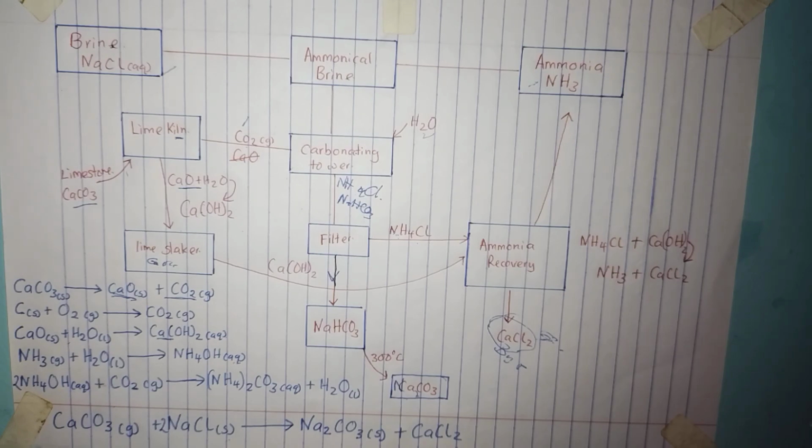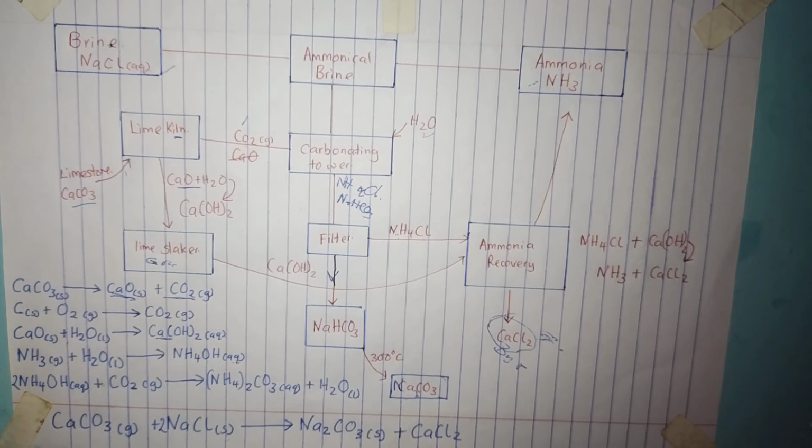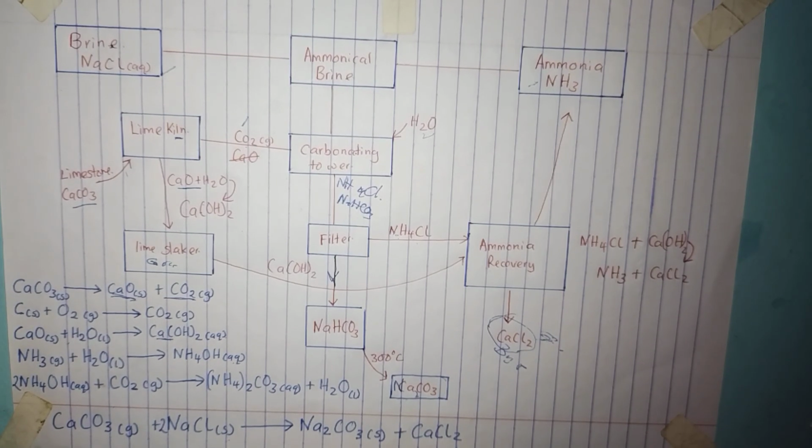So today I'm going to discuss the Solvay process. The Solvay process is the manufacture of sodium carbonate as a product and calcium chloride as a product. Sodium carbonate has many uses in our daily activities, and some of the uses of sodium carbonate are for the manufacture of soaps in saponification, and the manufacture of detergents.